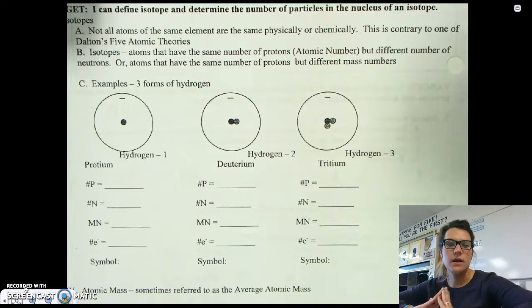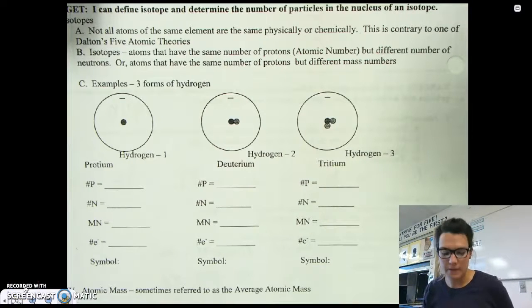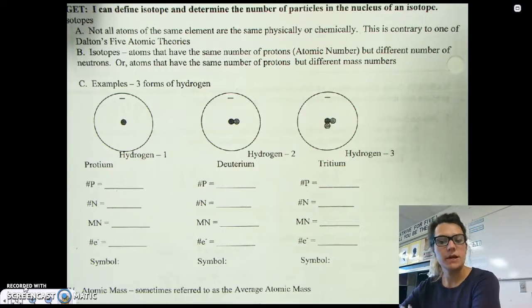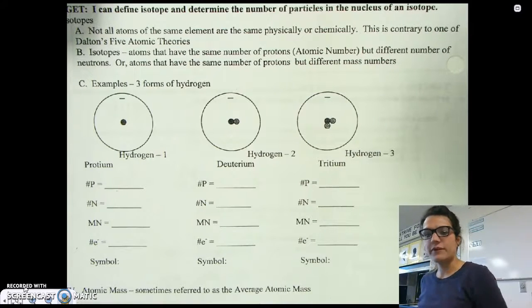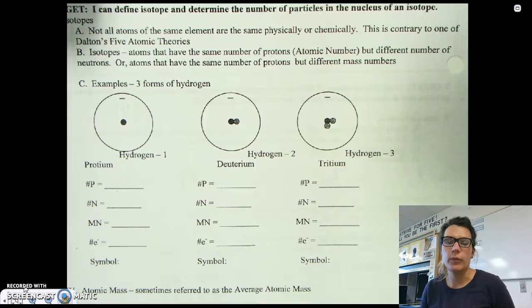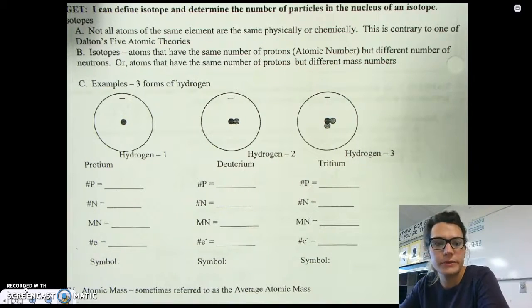Okay, this lesson is going to be on isotopes and atomic mass, or average atomic mass. And the first thing we're going to talk about are isotopes. Okay, so you've probably heard this term before, possibly in physical science, but basically this is where we're disproving one of Dalton's postulates, where if you remember, Dalton said all atoms of the same element are identical. Well, previous research has shown us that we can have atoms of the same element that have different numbers of neutrons, which is what we're going to call our isotopes here.